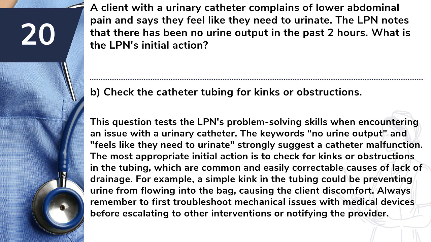Answer: B. Check the catheter tubing for kinks or obstructions. This question tests the LPN's problem-solving skills when encountering an issue with a urinary catheter. The keywords "no urine output" and "feels like they need to urinate" strongly suggest a catheter malfunction. The most appropriate initial action is to check for kinks or obstructions in the tubing, which are common and easily correctable causes of lack of drainage.